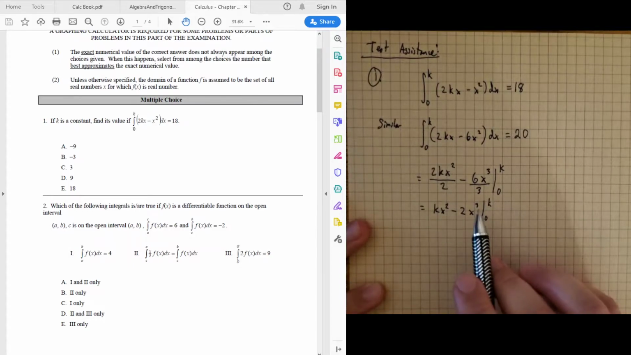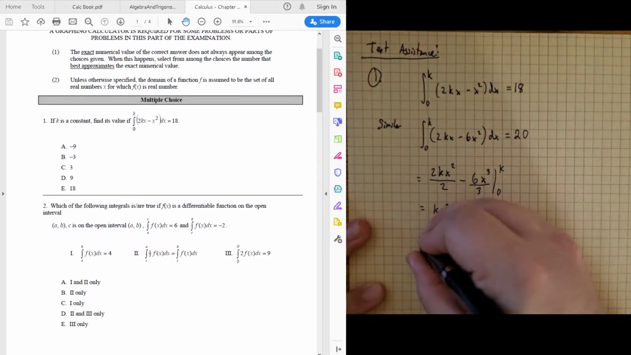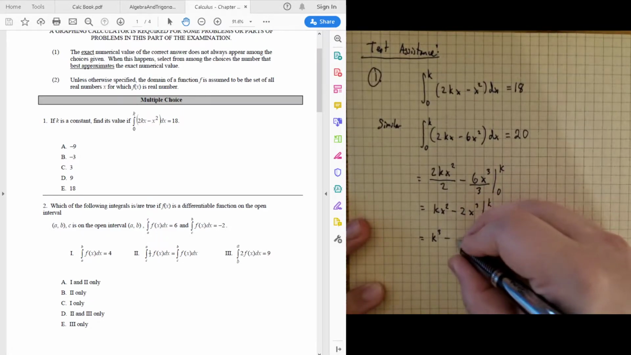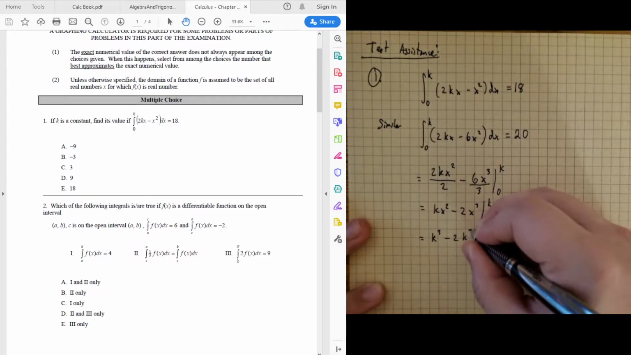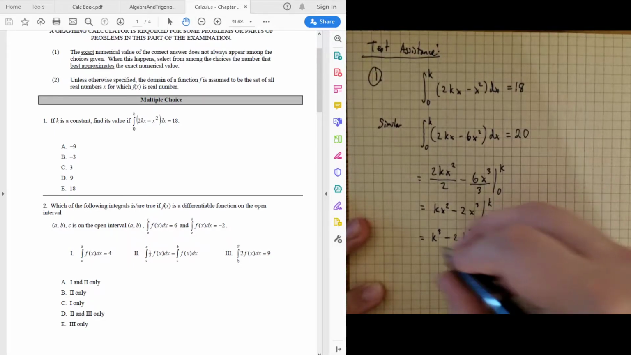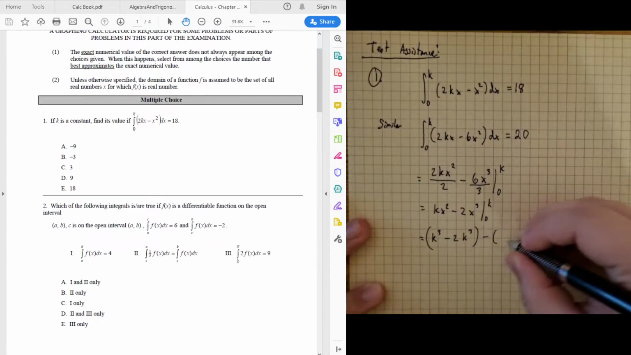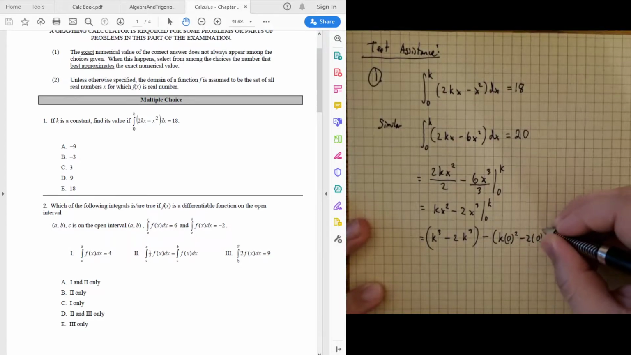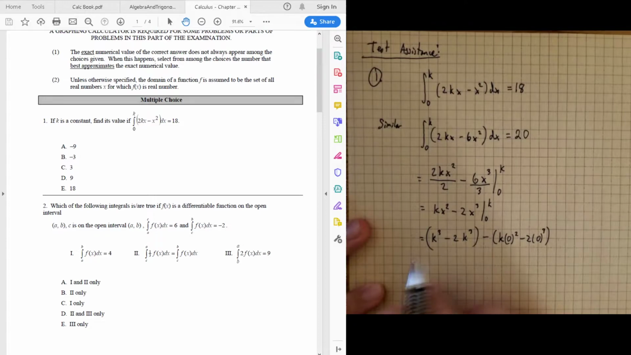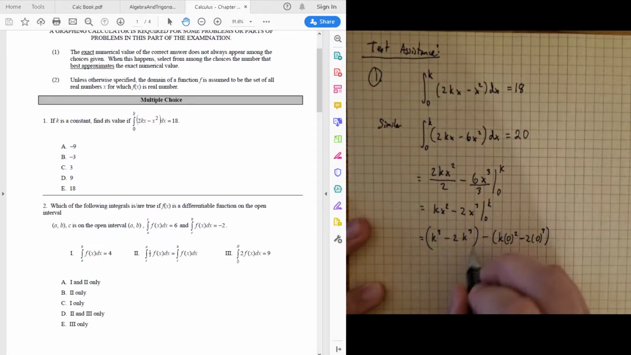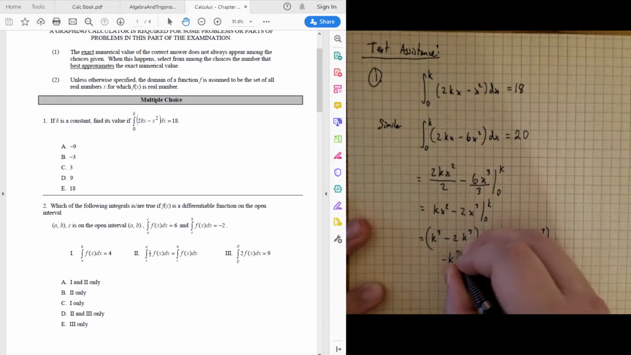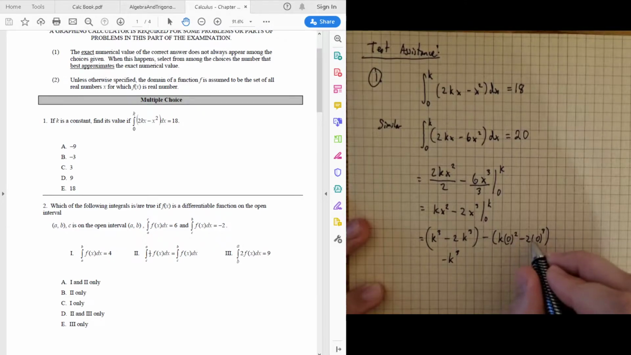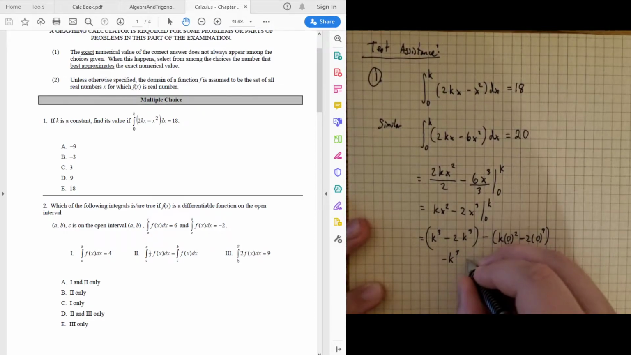At this point, I can plug in 0 and I can plug in k, which is what I'm going to do. So I plug in k, I get k cubed minus 2k cubed. That's the first piece. Minus k times 0 squared minus 2 times 0 cubed. And then from here, I get the following solution. k cubed minus 2k cubed gives me negative k cubed. And then 0 times k is 0, 0 times 2 is 0, 0 minus 0 is 0, which means I just get negative k cubed.